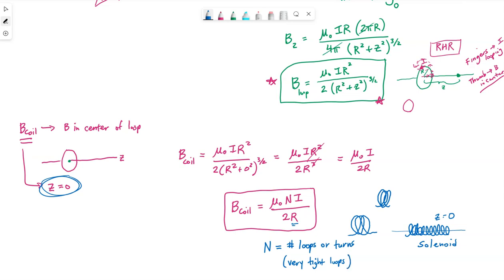So if you use this B of a coil, it has to be in a situation where we know the loops are very tight and close together, such that we have the same radius and z equals 0, essentially at the center of all of them. So that's why it just needs to be very tightly close together, just a few loops, and this will work.